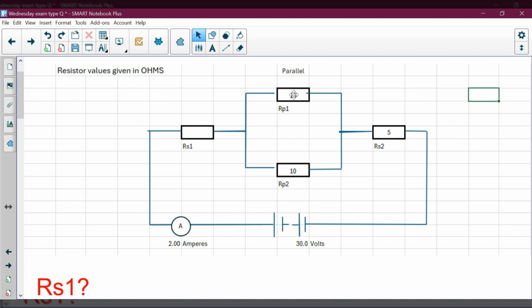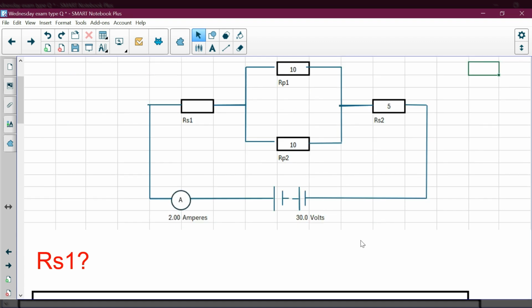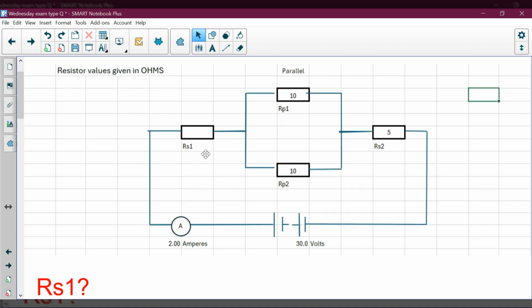The parallel part of the circuit is made up of 2 resistors. You'll see here each of them are the same resistance value. Okay, so each one is 10 ohms. So RP1 is 10 ohms, RP2 is 10 ohms. The series resistors, we have RS1 as unidentified and we have RS2 identified as 5 ohms. Okay, so first thing we have to calculate is this series resistor RS1.